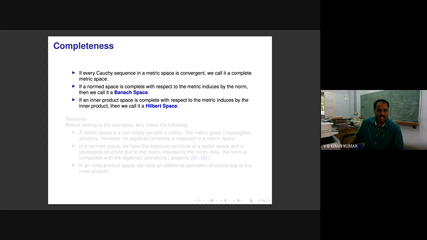So, if every Cauchy sequence in a metric space is convergent, we call it a complete metric space, just like R or C. Now, in a normed space, if it is complete with respect to the metric induced by the norm, then it is called a Banach space. And you know that every inner product space has a norm induced by the inner product. And if it is complete with respect to that norm, that means if it is a Banach space with respect to the induced norm, then it is called a Hilbert space. So this is the definition of Hilbert space.